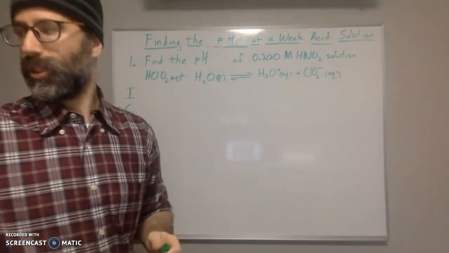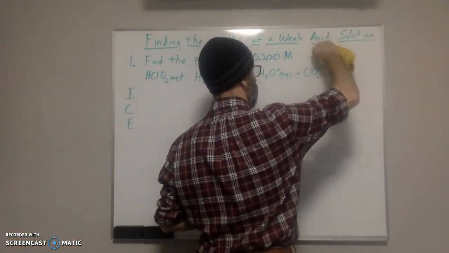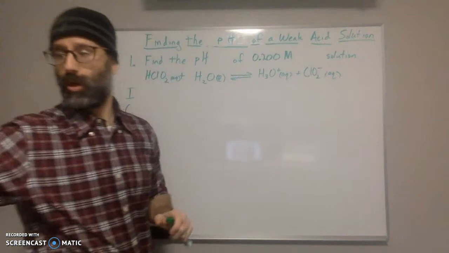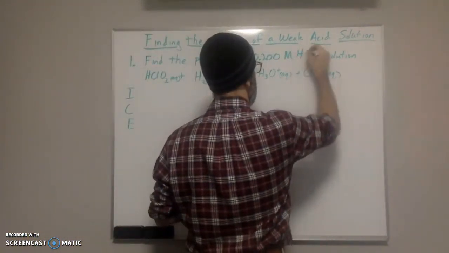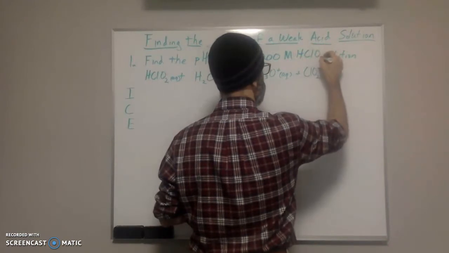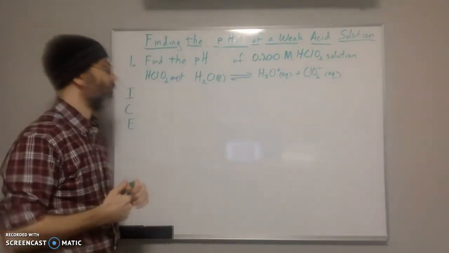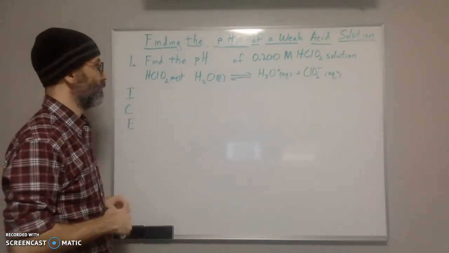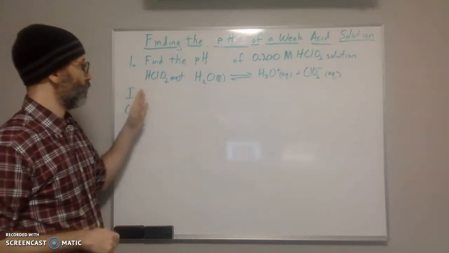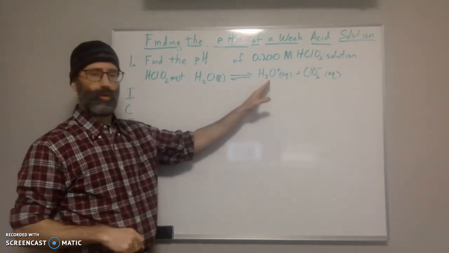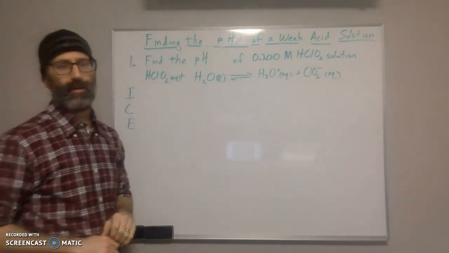Oops, I forgot to change the acid here. So that acid is HClO2, chlorous acid. So we have HClO2, it's going to react with water to give you H3O plus and ClO2 minus.